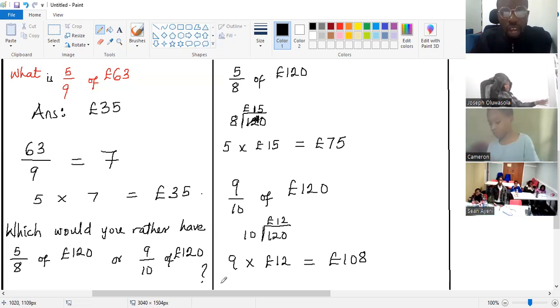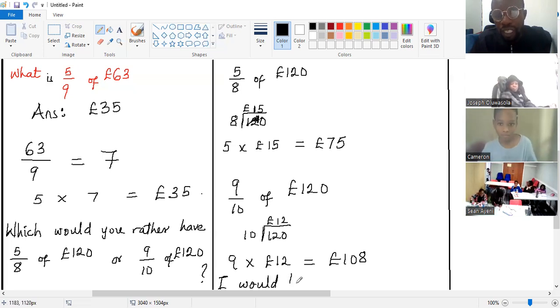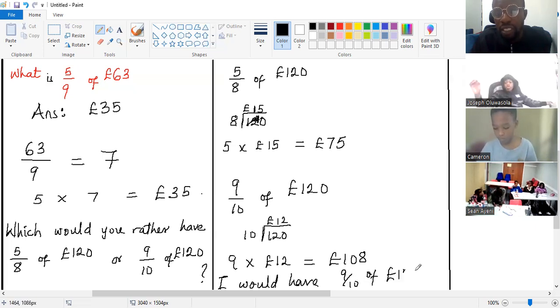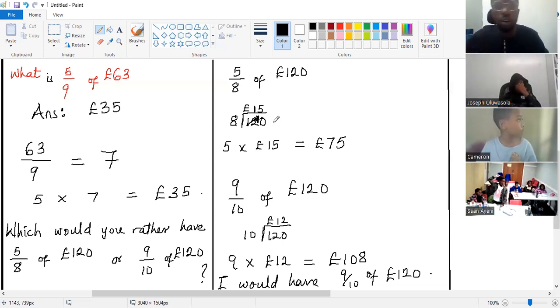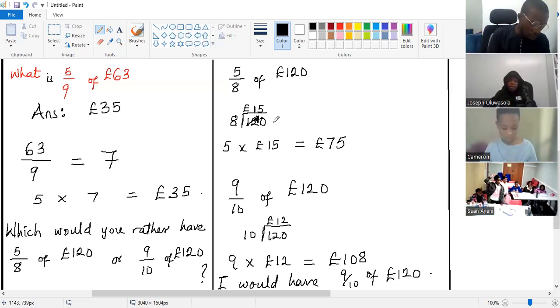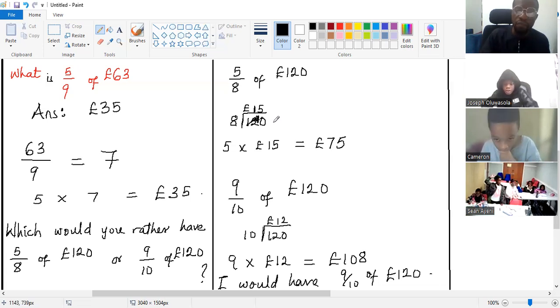9/10. Okay, so I would have 9/10 of 120 pounds. So when you are taking the fraction of a number, you first divide the whole number by the denominator, then you multiply it by the numerator. All right, guys. So put this down, and this will be the end of today's session.